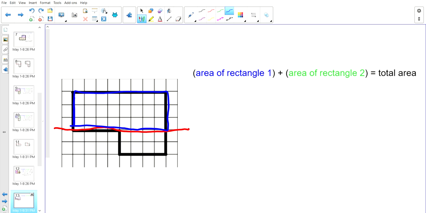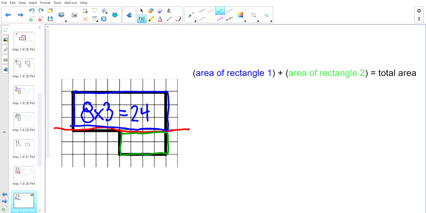Rectangle 1 is an 8 by 3 rectangle because it was 8 squares wide and 3 squares long. 8 times 3 equals 24. So the total area of this rectangle is 24 square units. Rectangle 2 is this smaller rectangle that I'll outline in green.